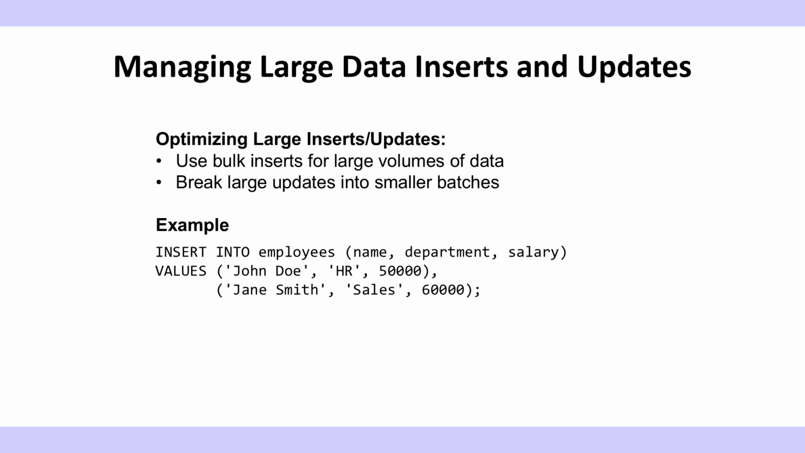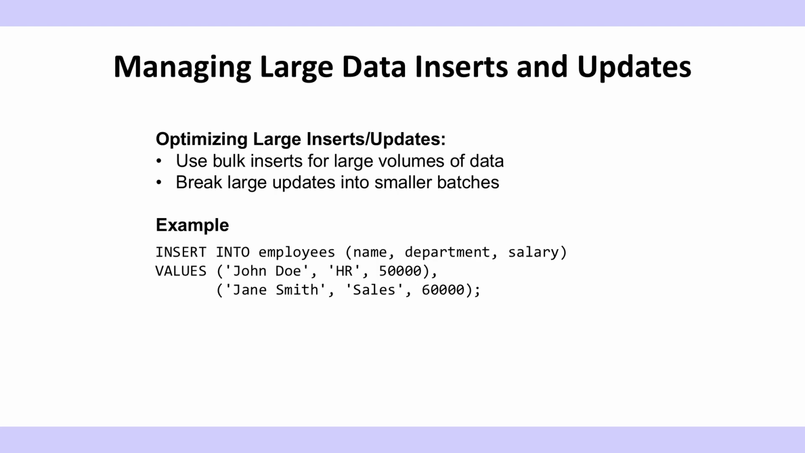Inserting or updating large volumes of data can also cause performance bottlenecks. Instead of inserting or updating rows one by one, use bulk operations whenever possible. Breaking large updates into smaller batches can prevent locking issues and improve performance.